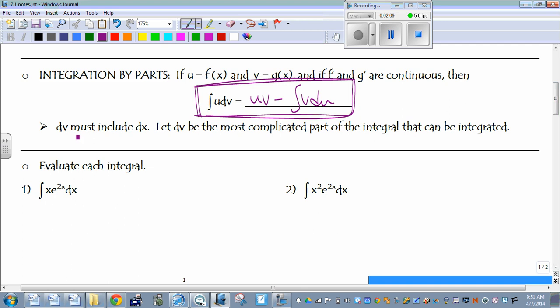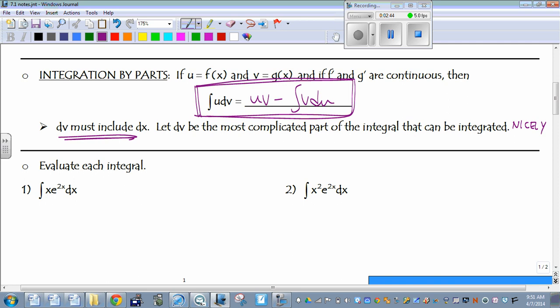A couple notes. dv must include dx. So we need to figure out what u is and what dv is to start off. Well, dv has to include the dx part in it. Let dv be the most complicated part of the integral that can be integrated nicely. And what do I mean by nicely? We'll look at this with some problems later on, but we want something that maybe looks a little complicated, but we can do the antiderivative, and the antiderivative does not look too complicated.